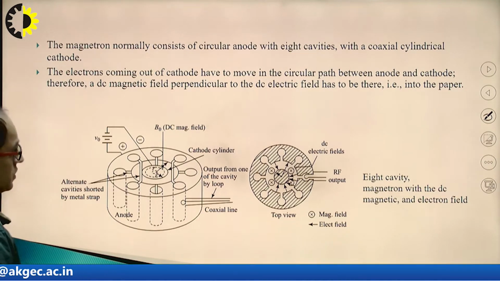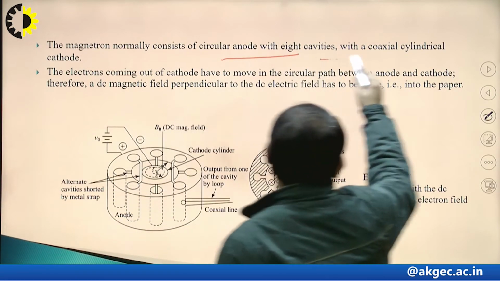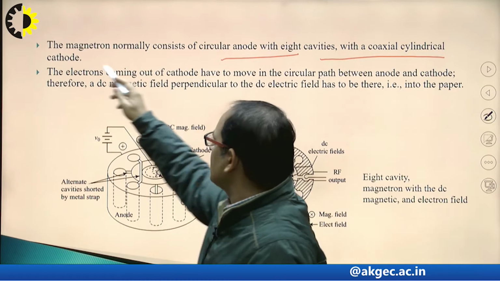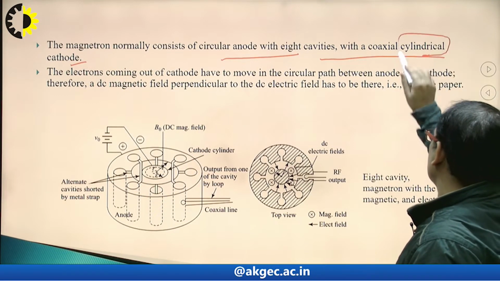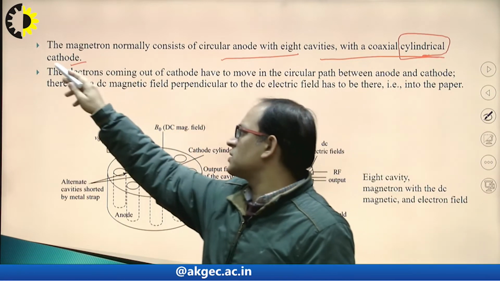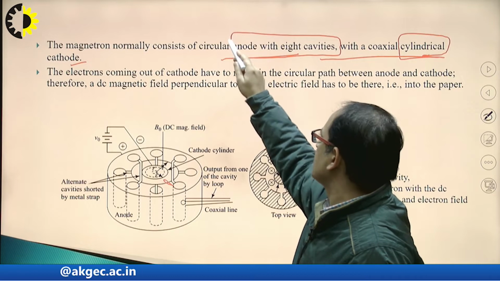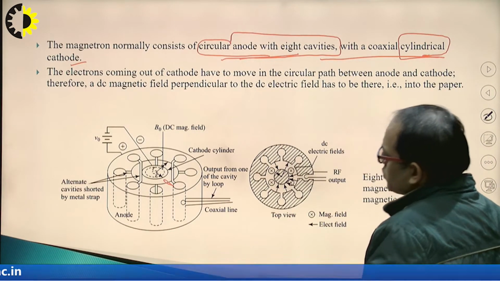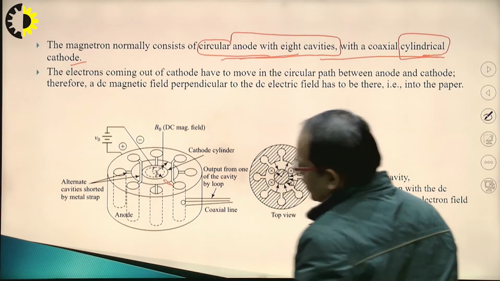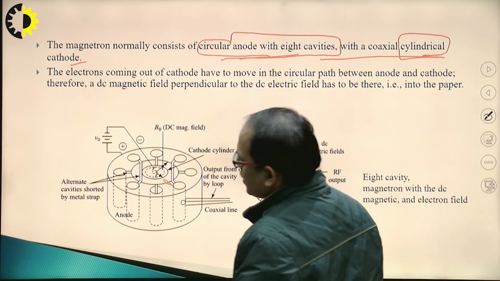Now see this one. This magnetron usually consists of a circular anode with 8 cavities and a coaxial cylindrical cathode. The cathode is used to emit the electrons, and the anode with 8 cavities is used for creating an interaction between the electrons and the RF field.